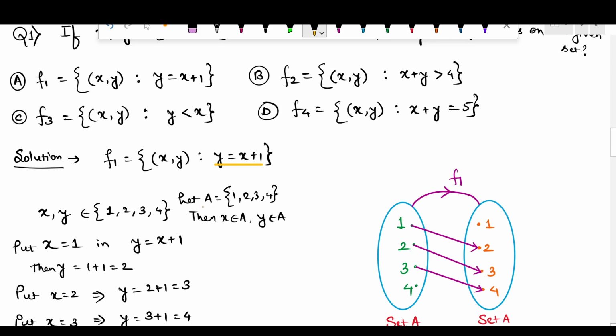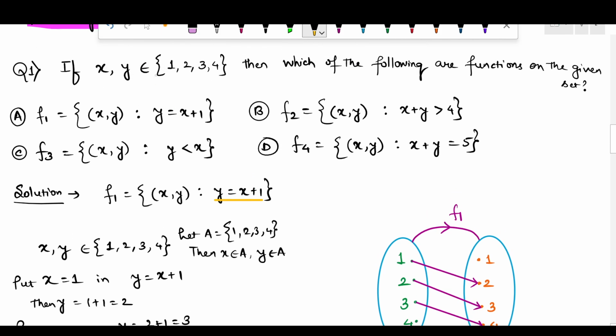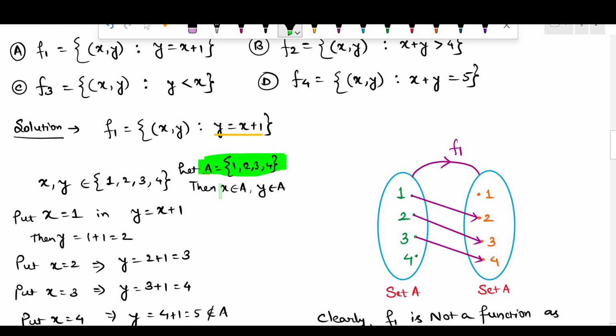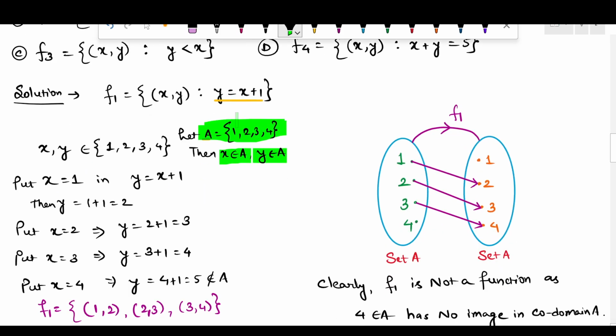We assume that this x and y belong to this set, and we name this set as A. Let A equal {1, 2, 3, 4}. Then x belongs to A and y belongs to A, right? Now check for this condition, y equals x plus 1.